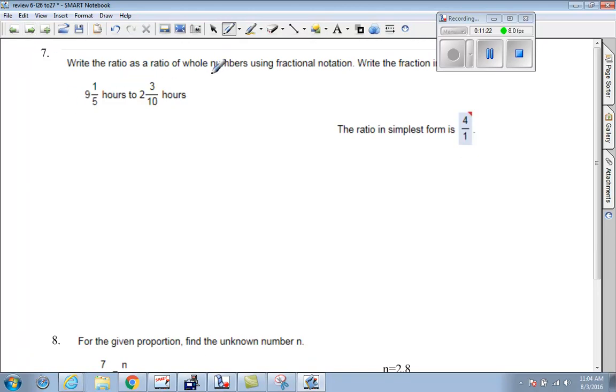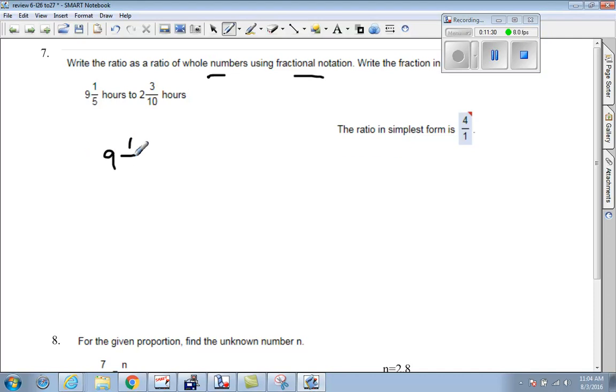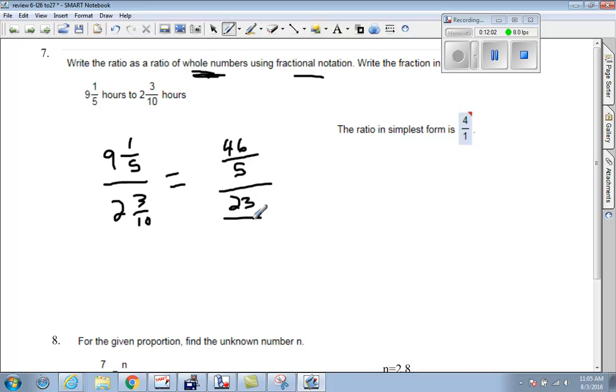Write the ratio as a ratio of whole numbers using fractional notation in simplest form. Okay, well, the thing is, 9 1/5 to 2 3/10, that's fine, dandy, but it's not whole numbers. Those are mixed numbers. So how are you going to clean it up? Well, we change to improper, and take it from there. Hours cancels with hours, so the units cancel. So if I change this to improper fraction, I have 46 over 5. I'm assuming you're good at that by now. 10 times 2 is 20, plus 3, so 23 over 10.